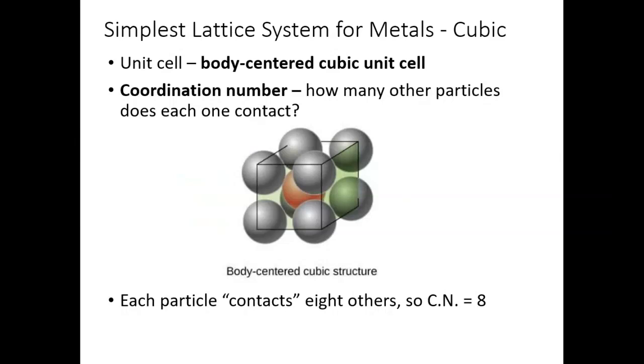So for coordination number, I'm just going to write capital C, capital N. Coordination number. How many other atoms? A single atom has direct coordination with 8 other. And the easiest way to visualize that is think about the atom in the center. How many other atoms does that atom in the center have direct contact with? The other 8 in those corners. 1, 2, 3, 4, 5, 6, 7, 8, right?